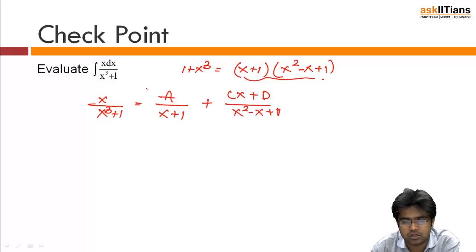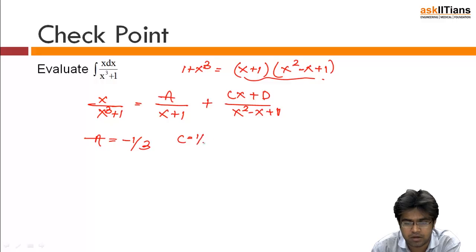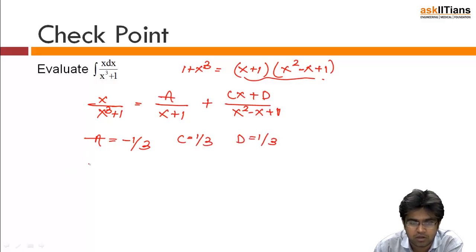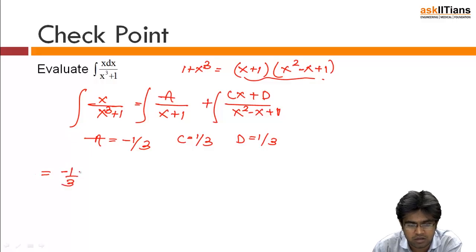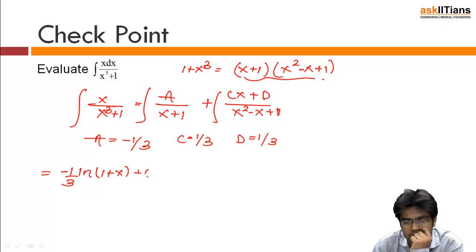So this is what the statement of partial fraction will be, and if you solve this partial fraction, you are going to get A as minus 1 by 3, C as 1 by 3 and D as 1 by 3, as A, C, D are all constants. So now I am going to integrate. That means the integral of the first part will be minus 1 upon 3 ln |1 plus x|, and then there is a constant of integration.